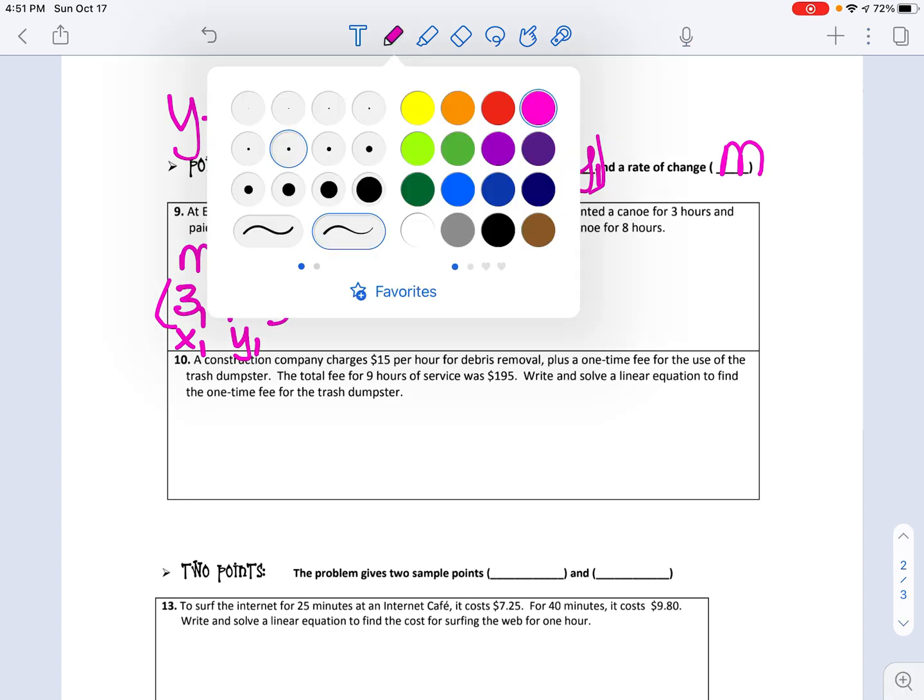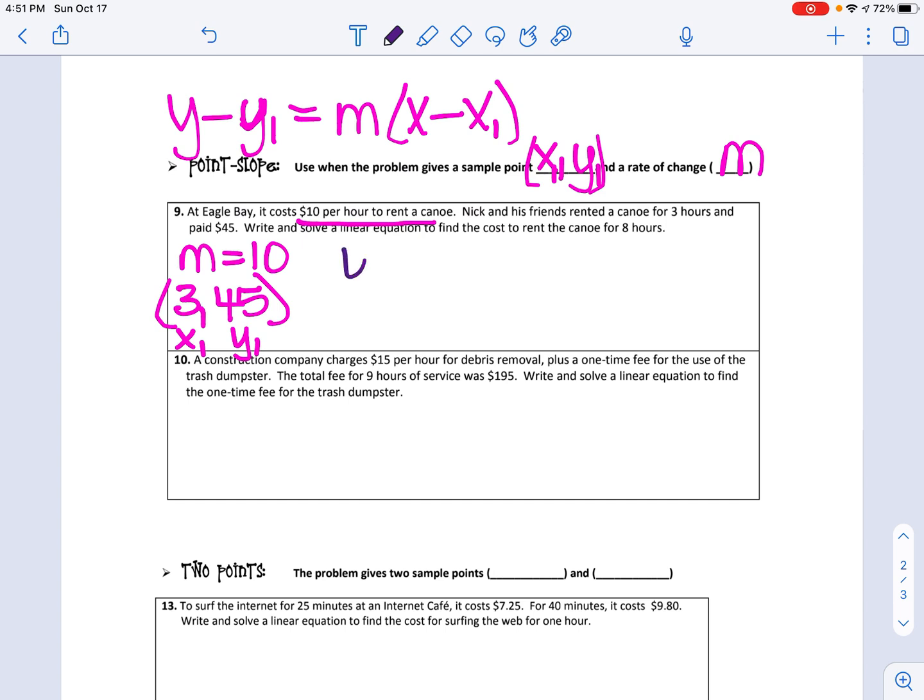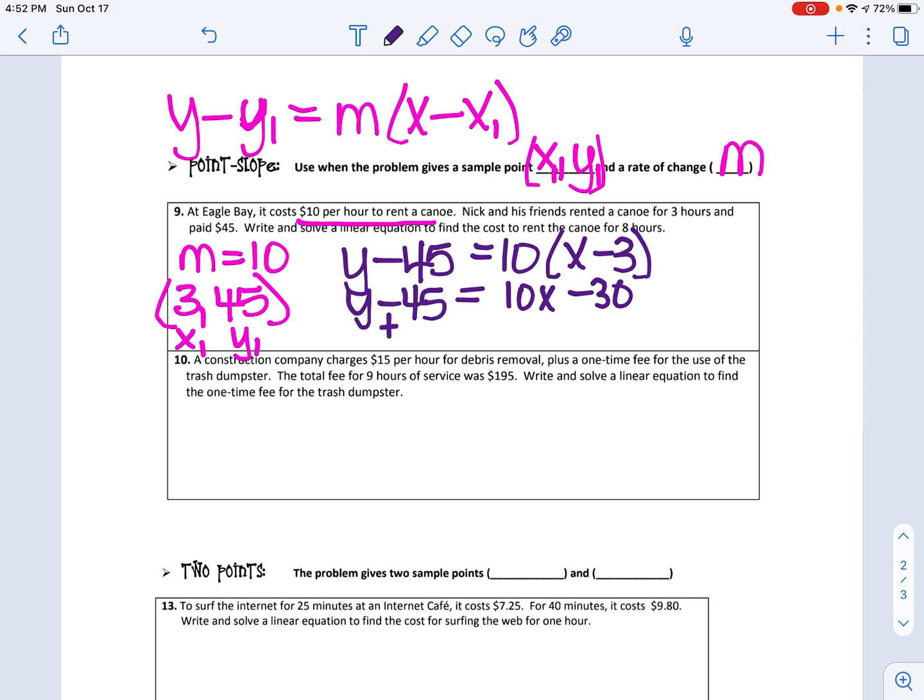So the first thing I'm going to do is write my equation in point slope. So I'm going to write y minus 45 equals 10 times x minus 3, and x is going to be the number of hours. So I'm going to go ahead and simplify this. So that's going to be 10x minus 30. And then I'm going to add the 45 over to this side. So I'm going to get y equals 10x plus 15.